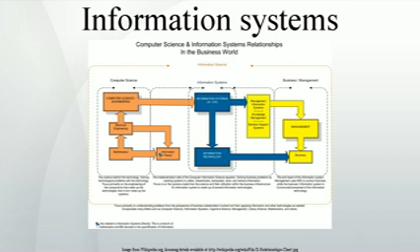Information systems. Information system is the study of complementary networks of hardware and software that people and organizations use to collect, filter, process, create and distribute data.